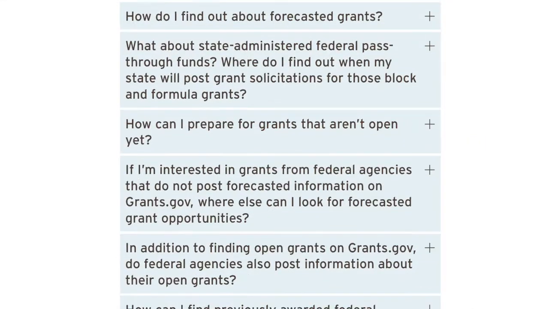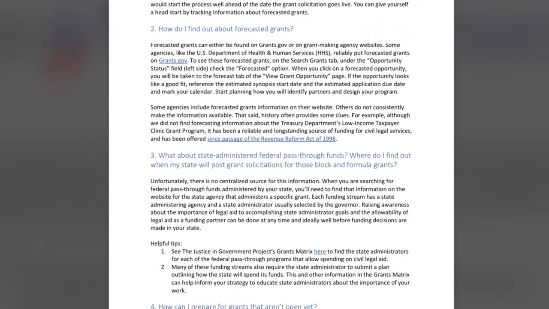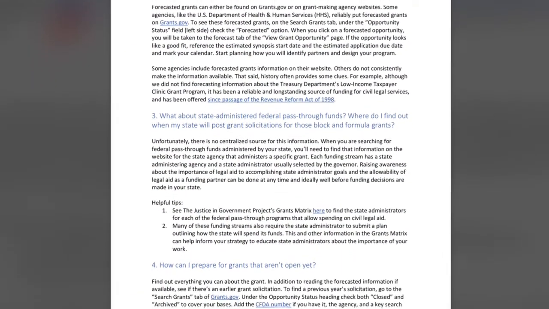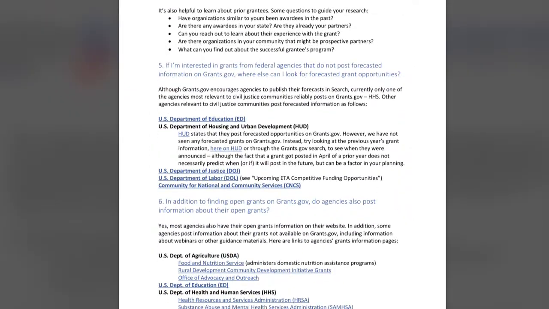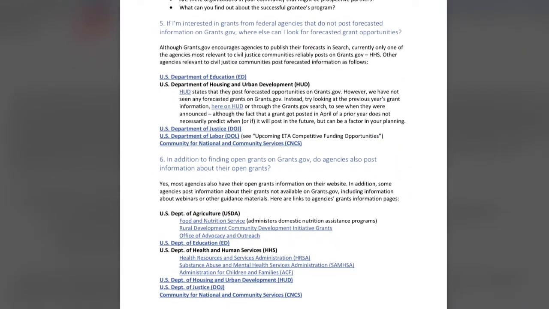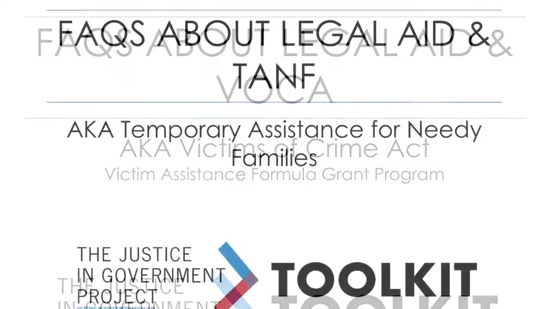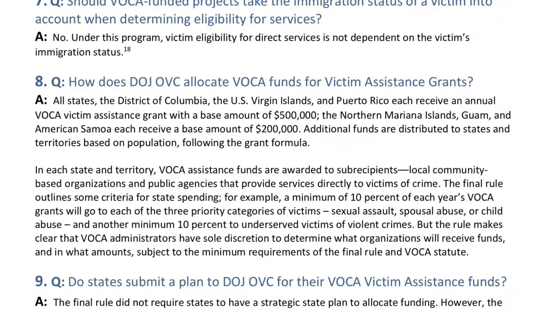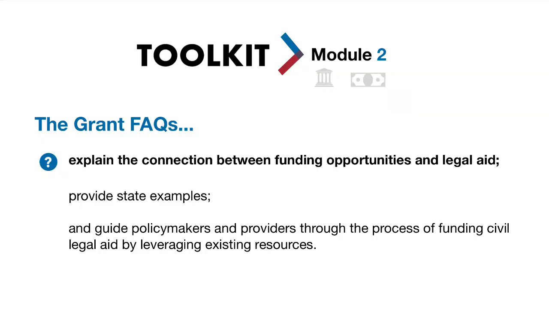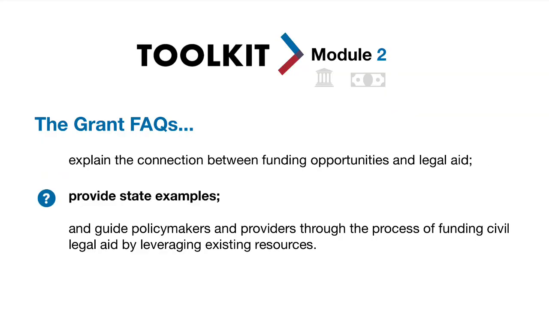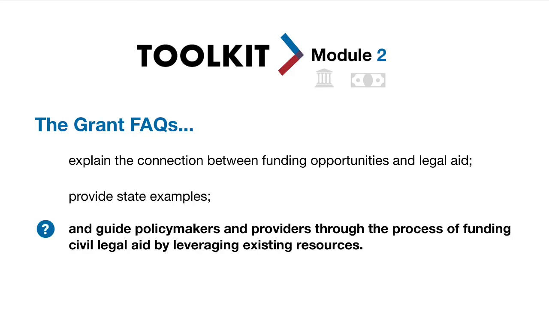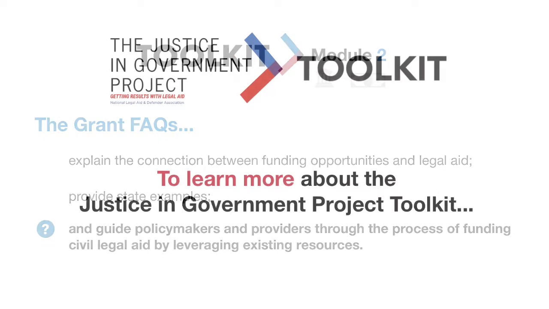To this end, the guide will take you through a series of guiding questions and tips for tracking forecasted grants, open grants, and past grantees, as well as questions you might consider asking previous grantees about their experience. The last featured section of Module 2 is our growing list of grant FAQs. These in-depth FAQs explain the connection between funding opportunities and legal aid, provide state examples, and guide policymakers and providers through the process of funding civil legal aid by leveraging existing resources.